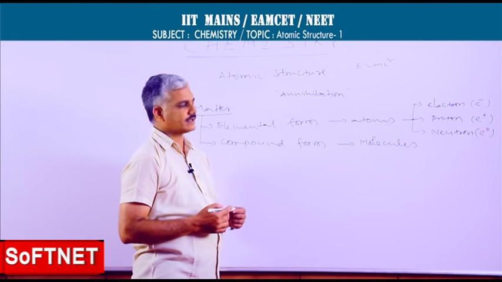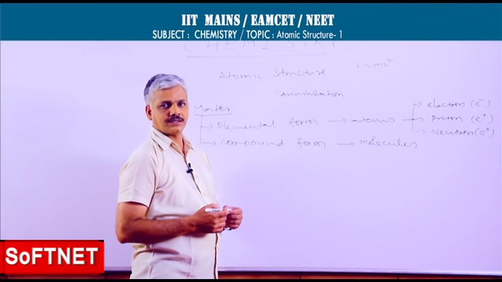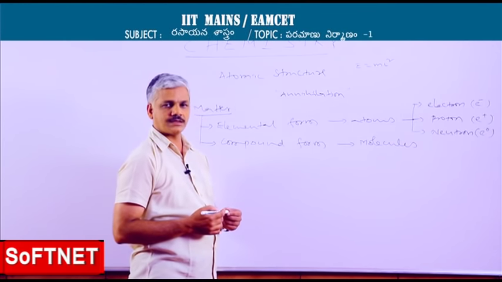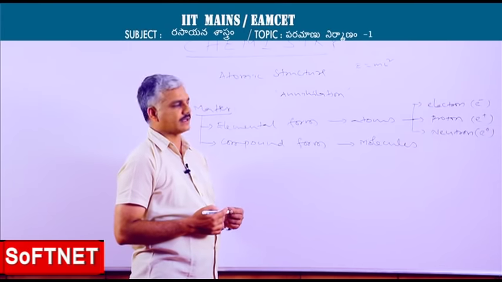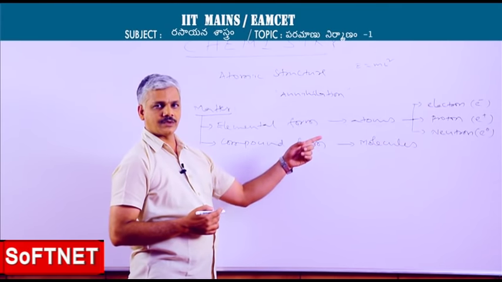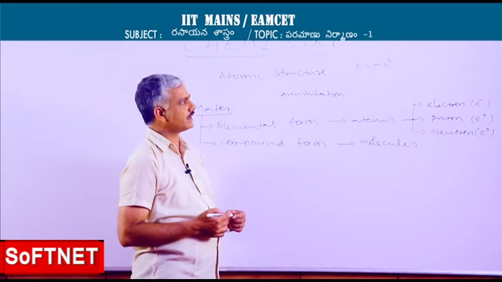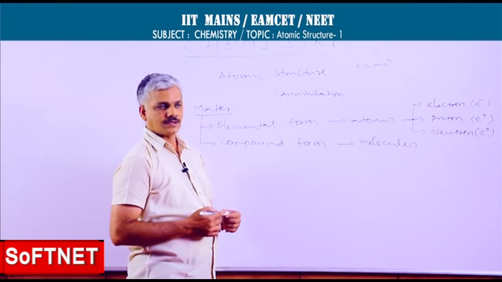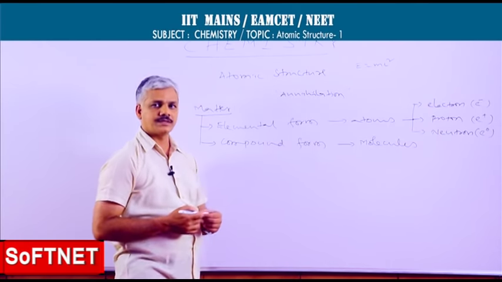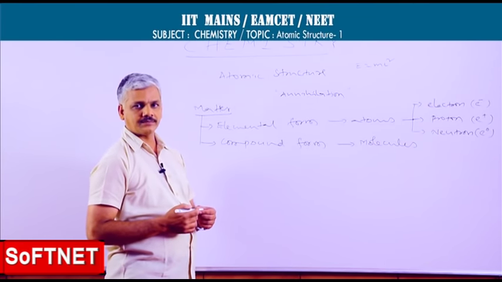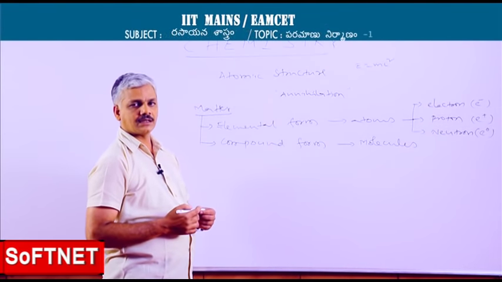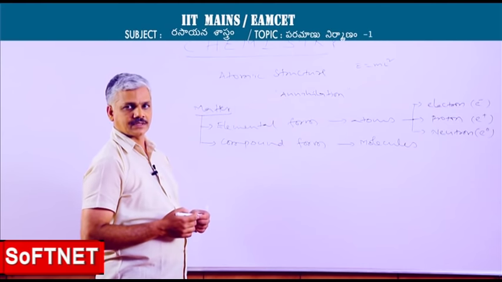Now the question is how they are arranged in the atom, which is a small particle. So study of the systematic arrangement of fundamental particles, that is electrons, protons and neutrons in the atom, can be called as atomic structure. So in order to explain the arrangement of these three particles, from time to time, various models have been developed and they are called as atomic models.